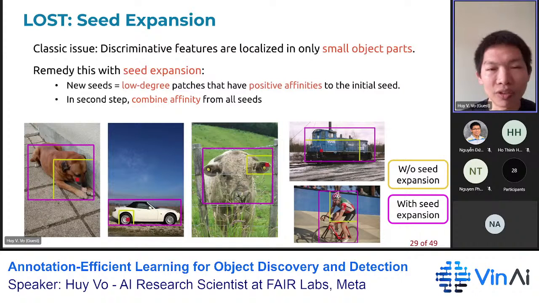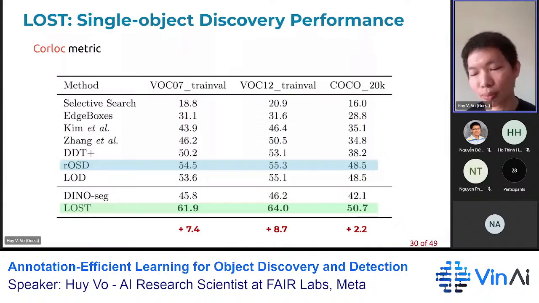And in the second step, when we compute the affinity map, we combine the affinity maps computed with the different seeds together. And finally, we see that with this procedure, we are able to localize entire objects instead of only object parts. As we can see here, the regions in yellow are regions obtained with only one seed, and the purple ones are obtained with multiple seeds. And we show that with this simple procedure, LOST is able to outperform previous work by significant margins. And this again shows the importance of good features in computer vision.